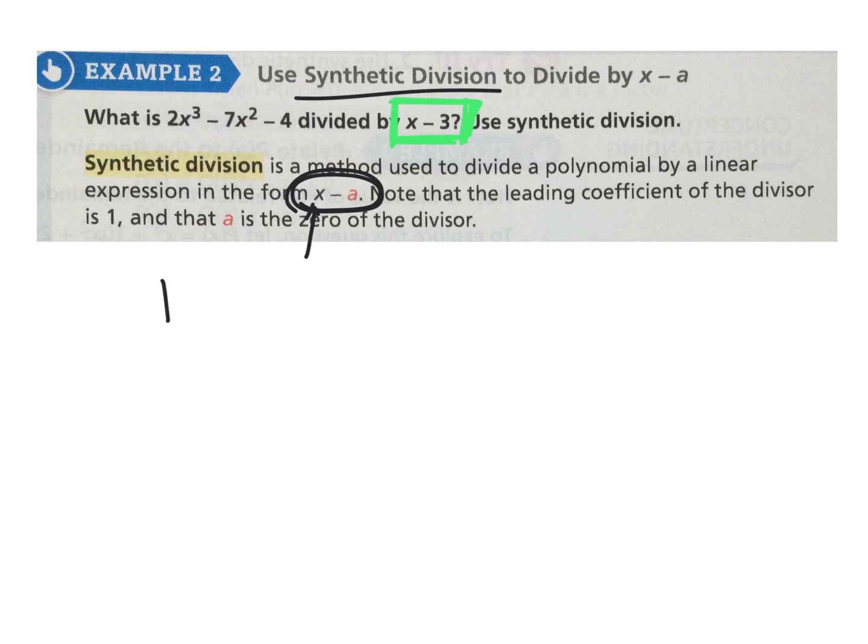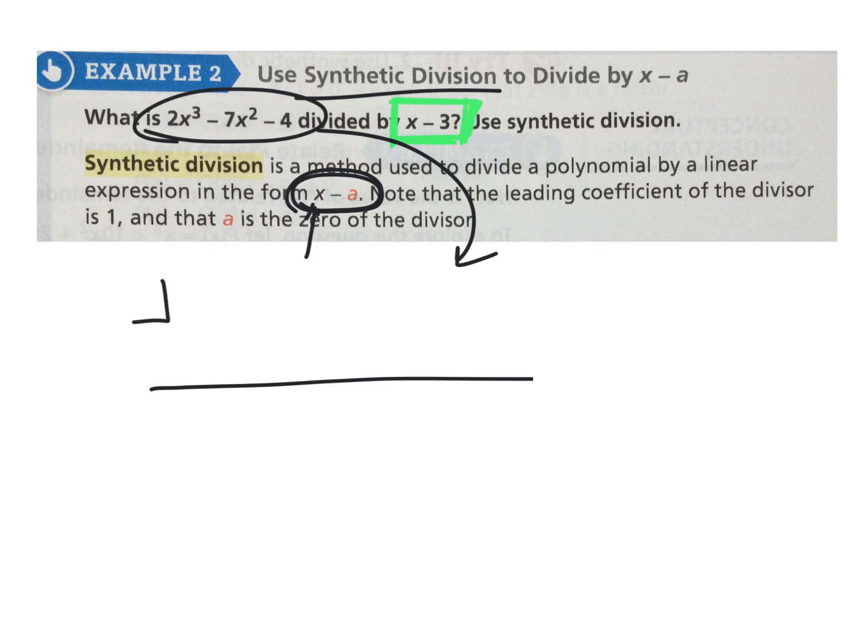First, we're going to take our coefficients from our original factor, and we're going to line them up on the top. And so I want you to notice what has happened here. This is x to the third, x squared. Just like with long division, if there is a term that is missing, we need to put a 0 as a placeholder, and then our constant at the end.